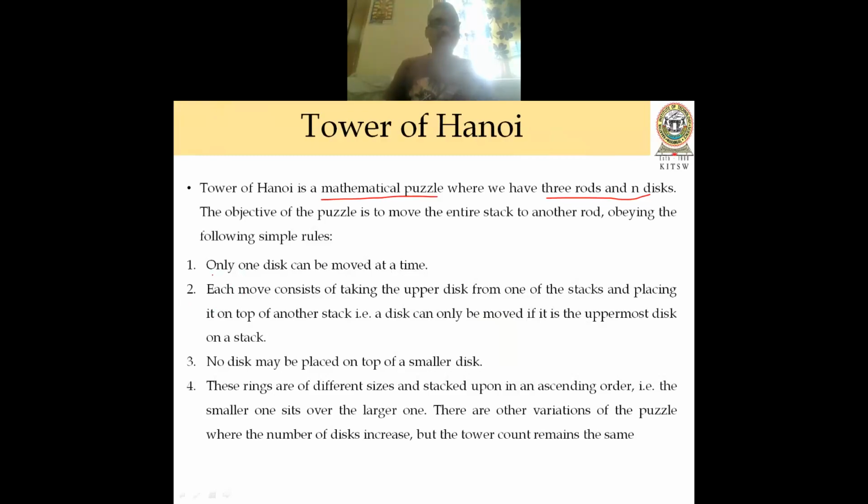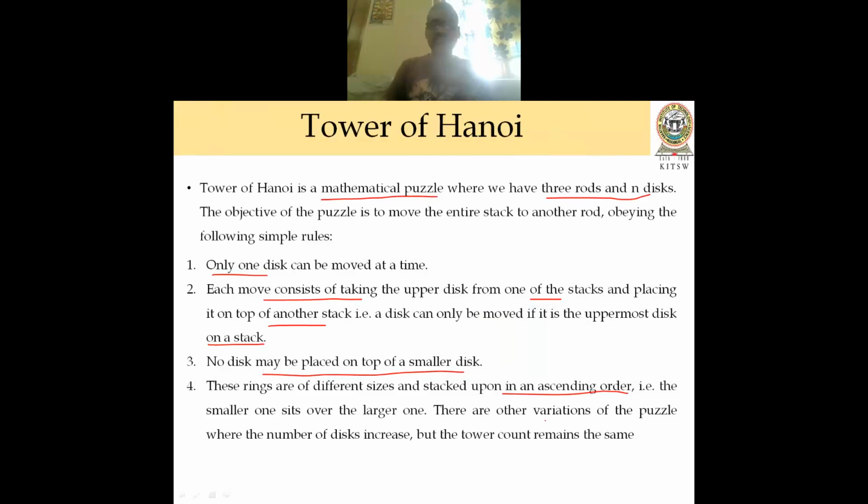The first rule is that we can move one disk at a time. Each move consists of taking the upper disk from one of the stacks and placing it on top of another stack. That is, a disk can only be moved if it is the uppermost disk on the stack. No disk may be placed on top of a smaller disk. These disks are rings of different sizes, stacked in ascending size order, that is, the smaller one sits over the larger one.